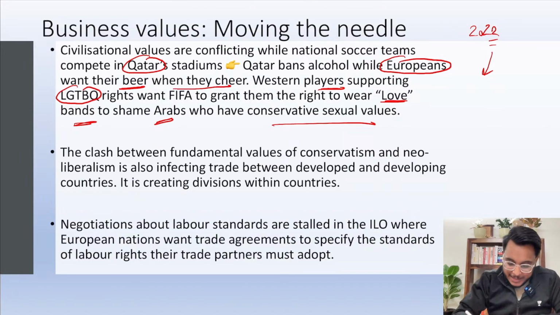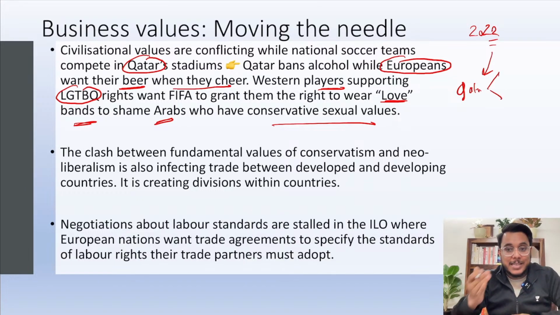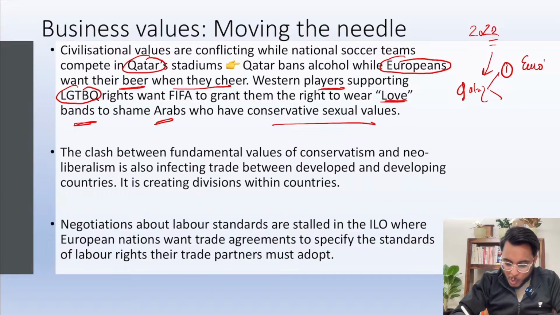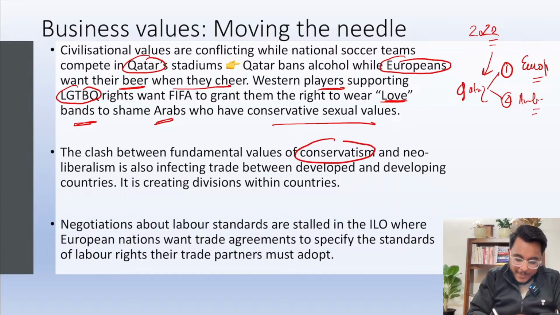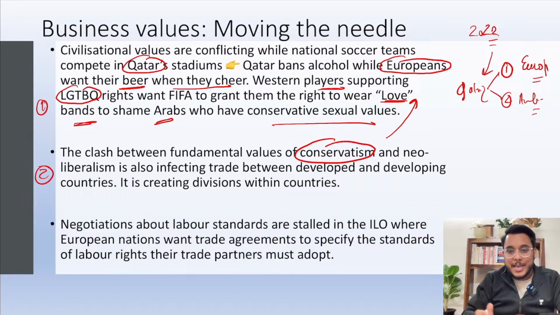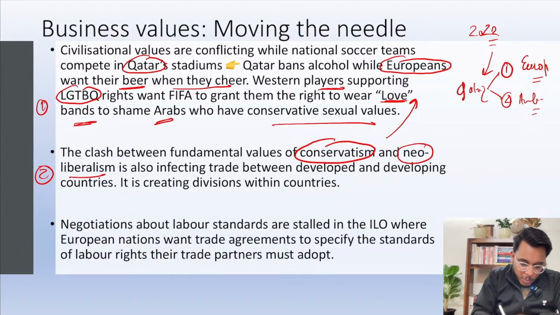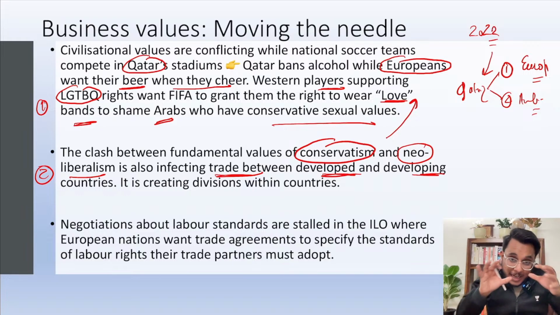So simply, what we can see is that in Qatar, there is a clash of civilizational values going on. On one hand, we find the Europeans who are coming, who have open, liberal values, and on the other hand, the Arab host, Qatar, has conservative values. These conservative and liberal values are conflicting. At the same time, we find that there is also a conservative versus neoliberal value conflict, which is also affecting the trade relations between the developed and the developing countries. Even among countries, we see how values are in conflict.